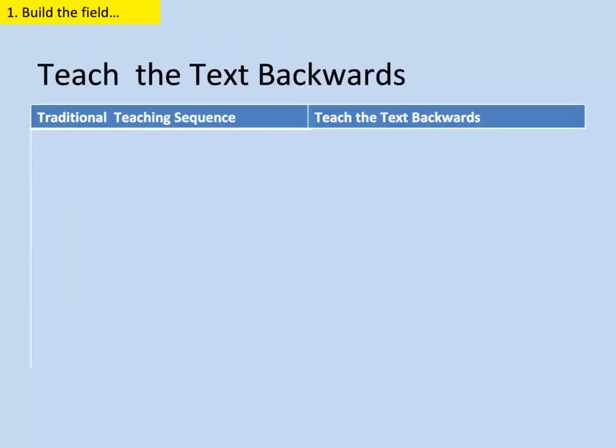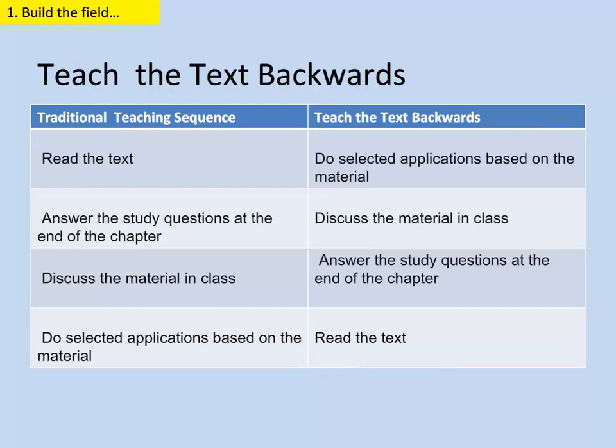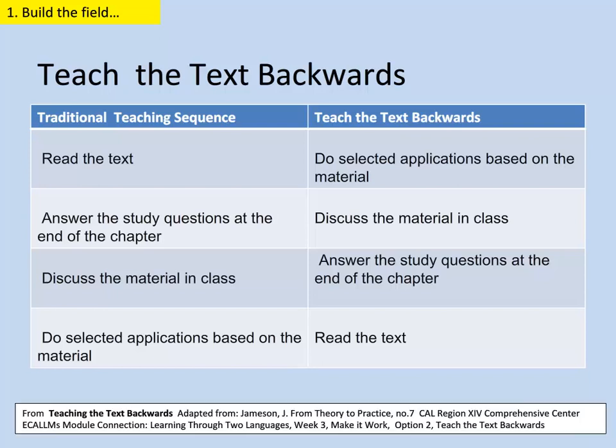The idea of building the field connects to a beloved ESL strategy called Teach the Text Backwards. Think about the traditional textbook teaching sequence. Students read the text, answer questions, discuss, and then they get to do the fun application activities. When you teach the text backwards, students do the fun application activities first. Then they talk, try to figure out the questions and answers, and finally they read the text. Through this backwards sequence, students will know a lot more about the topic before they read the text.